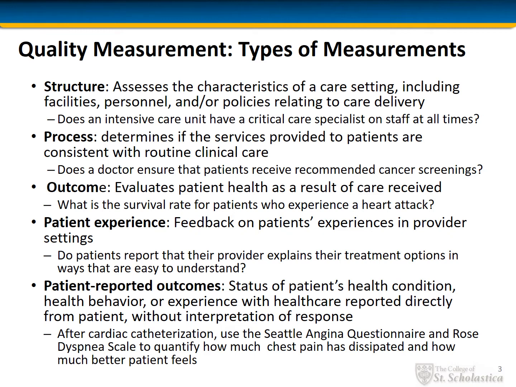Let's look at these measurements a bit more closely. Dr. Donabedian's focus on structure, process, and outcome has subsequently been expanded to include patient experience, and even more recently, as we looked at in the last unit briefly, patient-reported outcomes. Looking more closely at these, we can define structure measures as those that assess the characteristics of a care setting, including facilities, personnel, and/or policies relating to care delivery. An example is, does an intensive care unit have a critical care specialist on staff at all times?